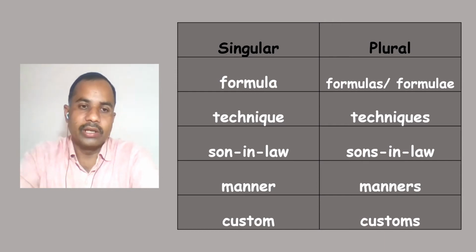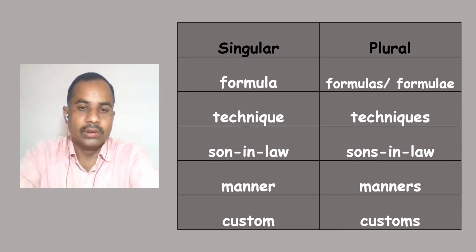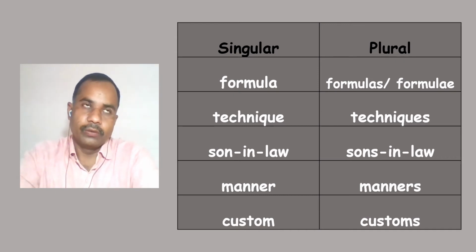Next we have some words like formula, and you can use both formulas or formulae. If you wish to use the archaic form, you can use the latter one, or you may even use formulas. Then we have son-in-law, for example, or daughter-in-law. Many times people tend to use son-in-laws for the plural, but it's wrong. You have to put the plural marker on the former word, the first word, like sons-in-law or daughters-in-law, or even passerby and passers-by.